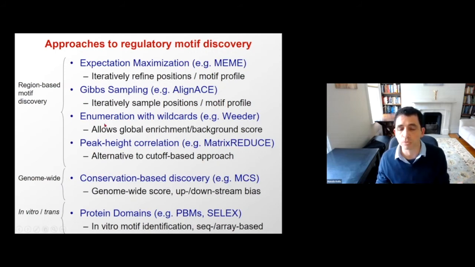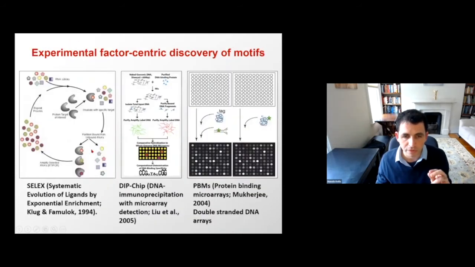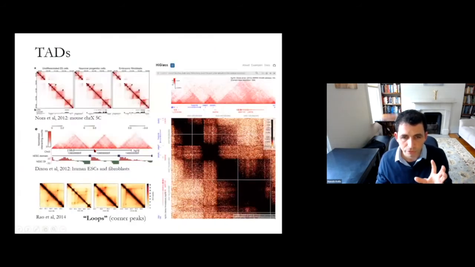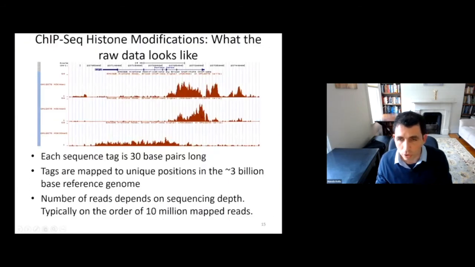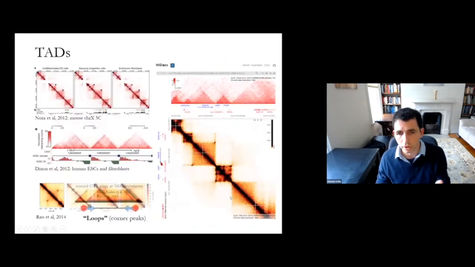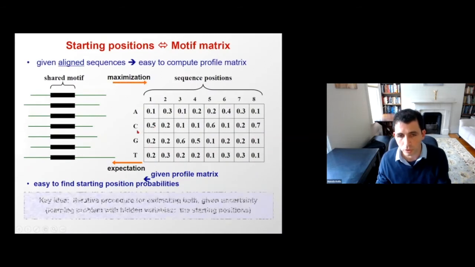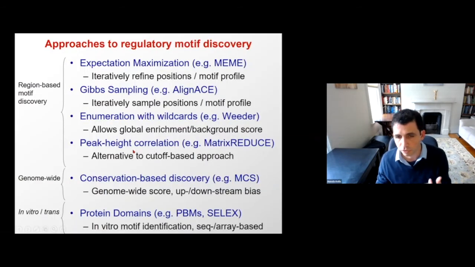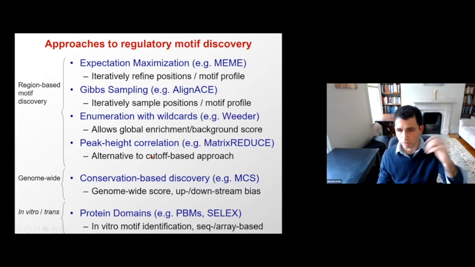Another way to do that is enumeration with some wildcards. You basically allow for global enrichment, some background score, and then do that. And there are other methods that try to look more specifically at the peaks of TF binding. So when you have a higher peak here and a lower peak here, you don't just simply say, oh, this is a peak and that's another peak. You say that's a 10 times stronger peak and that's a 10 times weaker peak. So I'm going to use the correlation with the peak intensity for choosing my motifs.